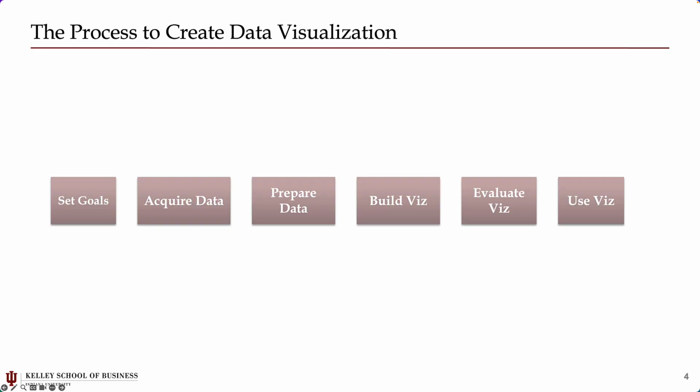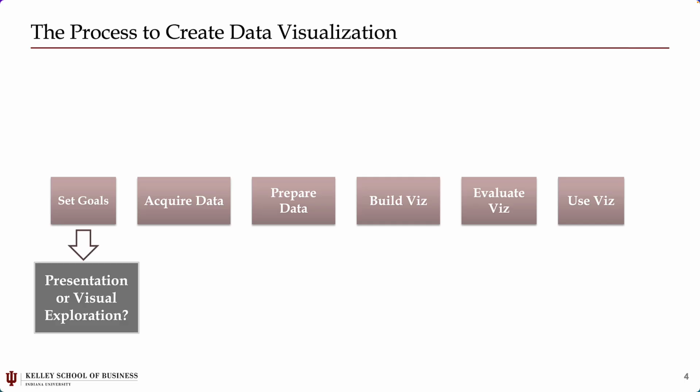Here is the process that will save us from creating bad visualization. Think of these 6 steps as your quality control system. First, step 1, we need to set our goals. Before we touch the data, ask ourselves, what is the purpose? Are we trying to persuade someone, like in a presentation to executives? Or are we trying to create something for exploration, where users will interact and discover insights themselves? These require very different approaches.